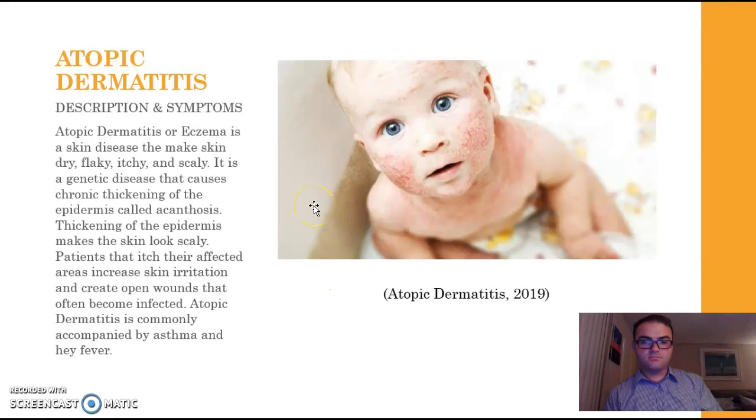The illness or disease that I studied was atopic dermatitis, or eczema. And eczema is a skin disease that makes the skin dry, flaky, itchy, and can look scaly. It is a genetic disease that causes chronic thickening of the epidermis called acanthosis. Thickening of the epidermis makes the skin look scaly.